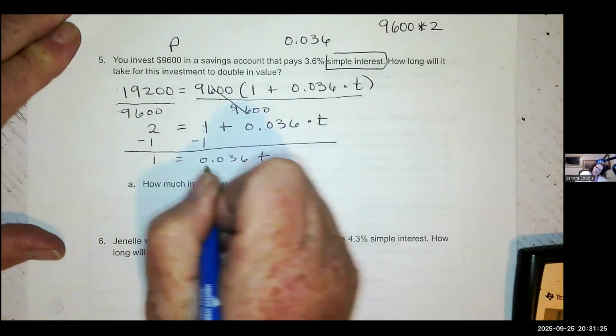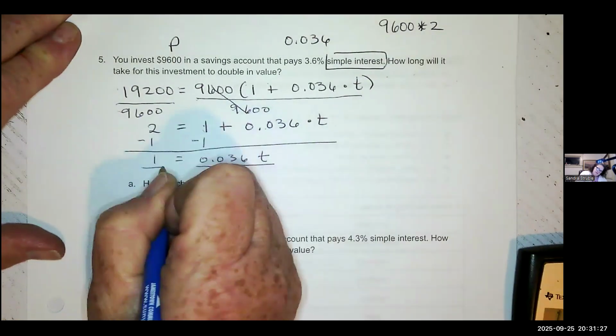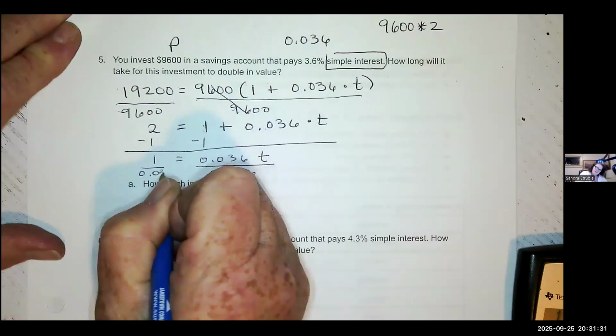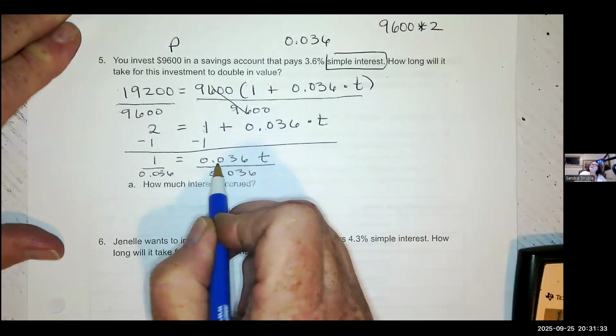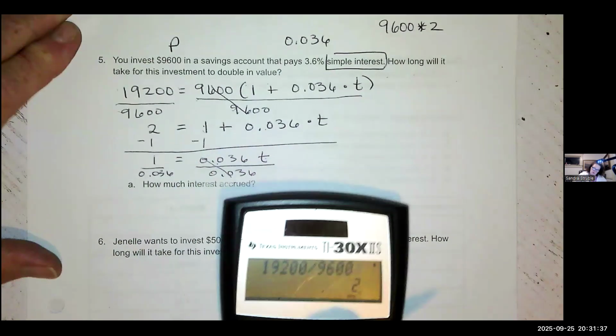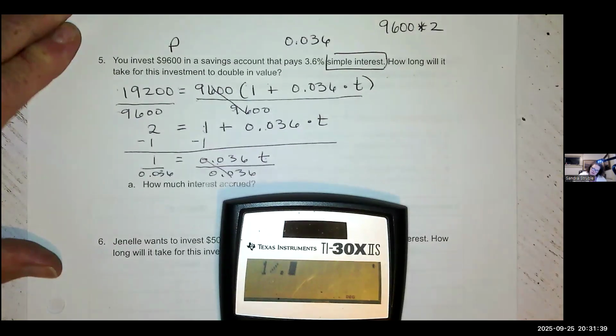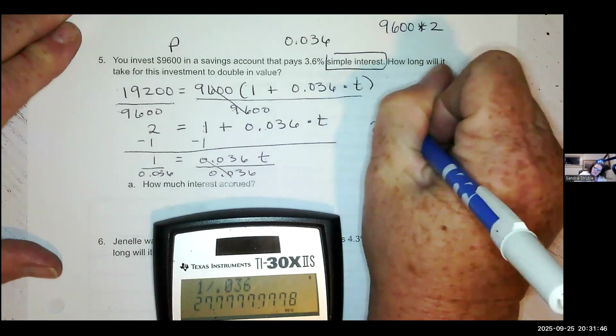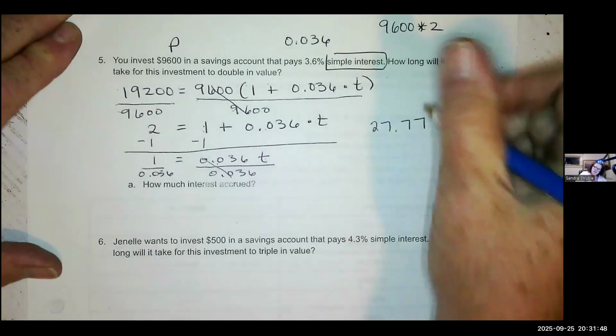Last step, divide both sides of the equal sign by 0.036. We're dividing because the 0.036 is attached by multiplication, so we have to divide to get rid of it. 1 divided by 0.036 is 27.77. Now, this is years.